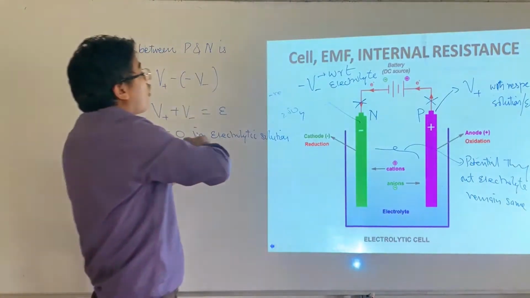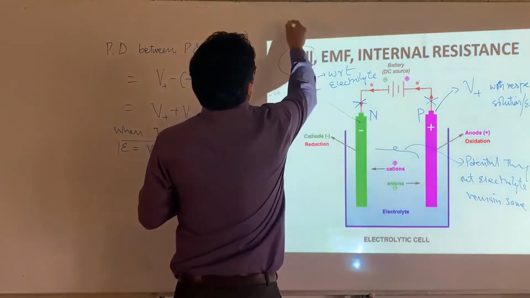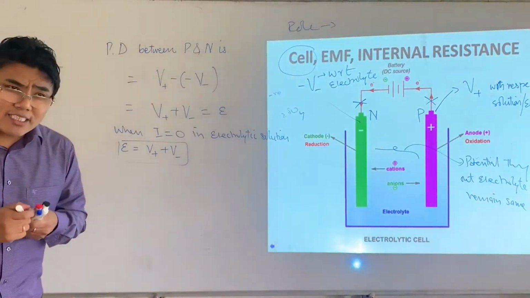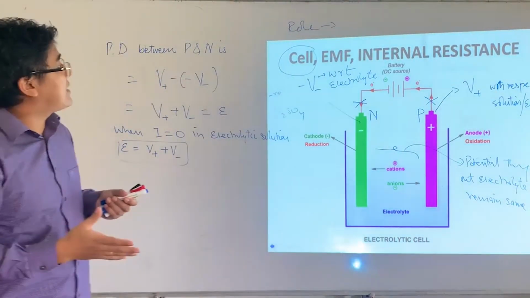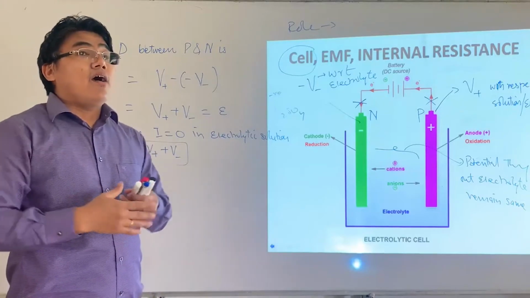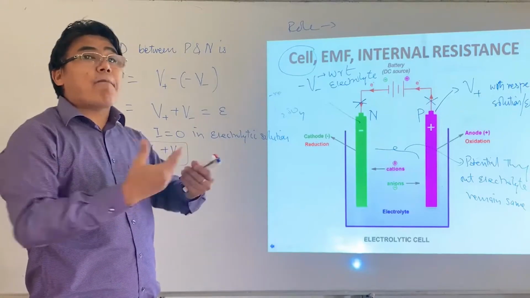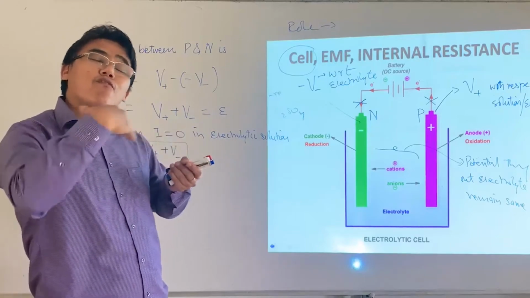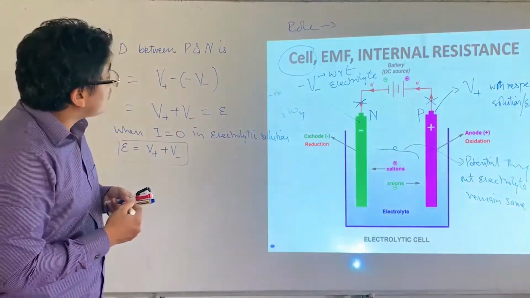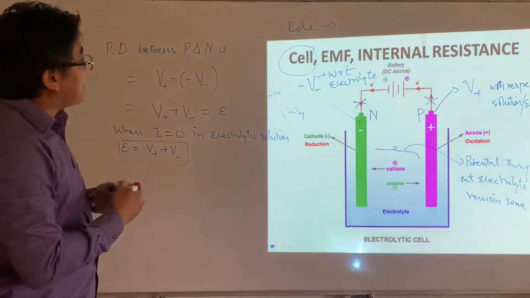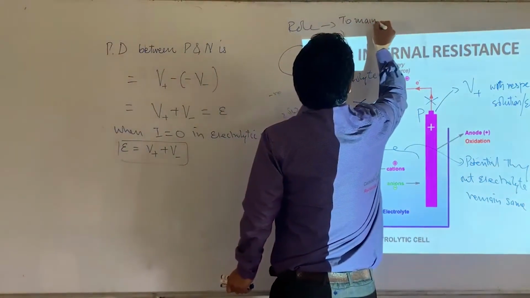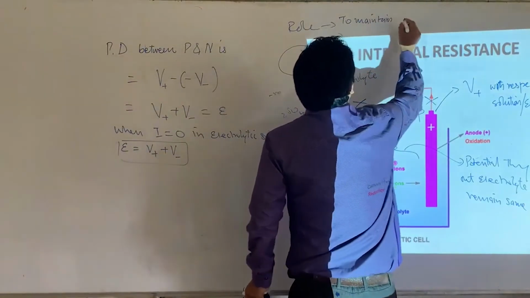Now what is the role of a cell? I just told you last class that we need to supply power to a wire so that there is a steady flow of charge. So the role of a cell is to maintain a steady current.